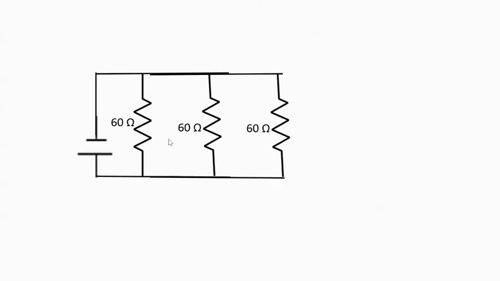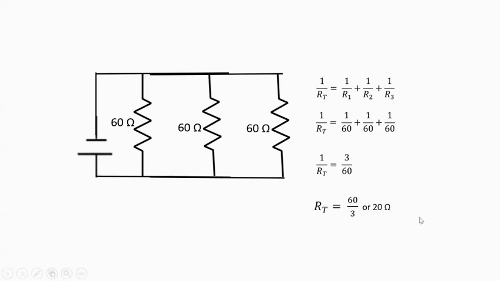Now let's continue this pattern and let's just add another 60 ohm resistor, and we'll add it in parallel. And we'll do the math, and we'll see that we actually get a smaller total resistance. So it seems like the more resistors we add in parallel, the smaller the total resistance is. And that's correct. All right.